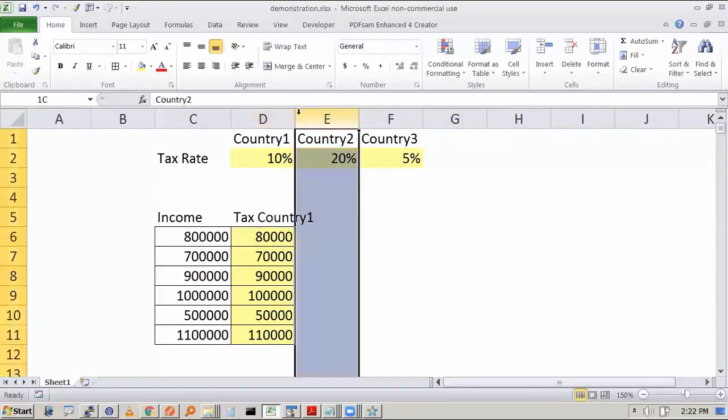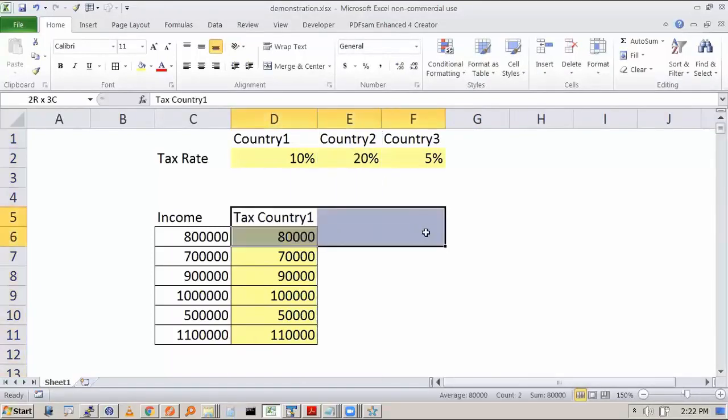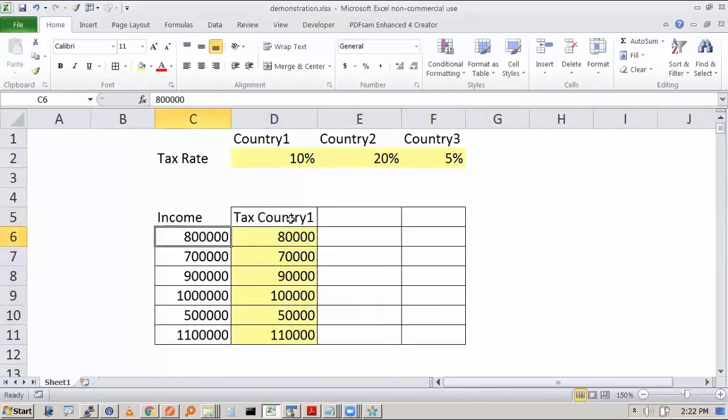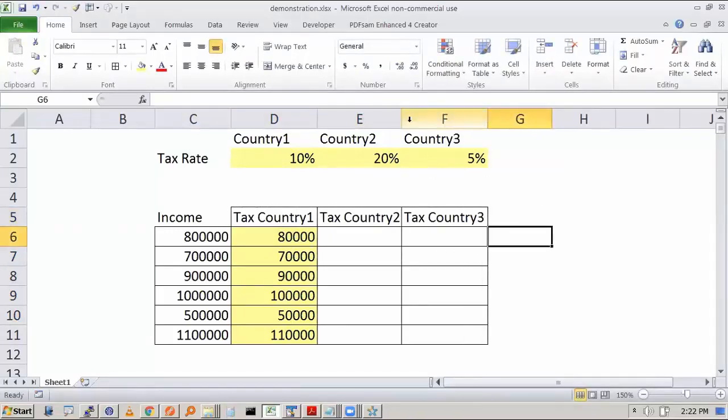If you join auditing firms, etc., you may have to evaluate this type of situation. How much a person will be paying tax in country 1, tax in country 2, tax in country 3. This could be one genuine requirement we have. Now how much tax in country 2 you will be paying, right?